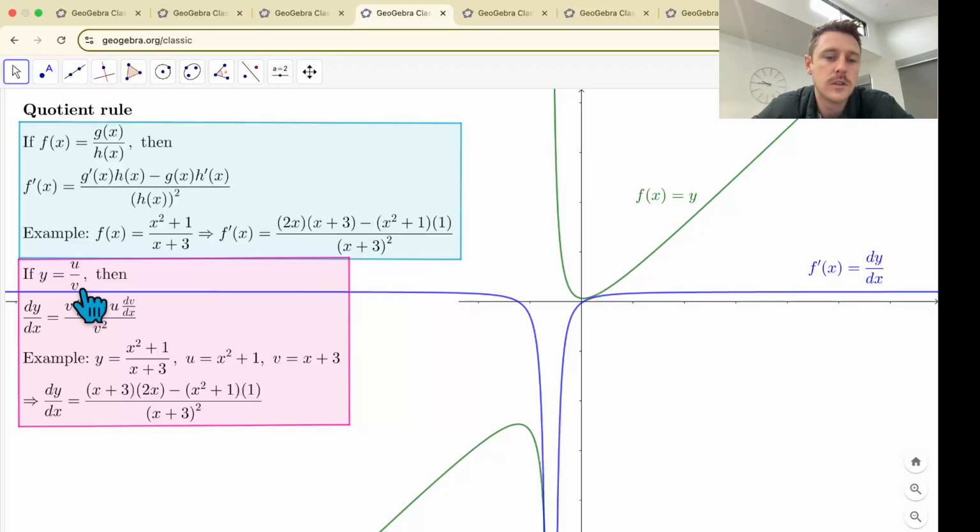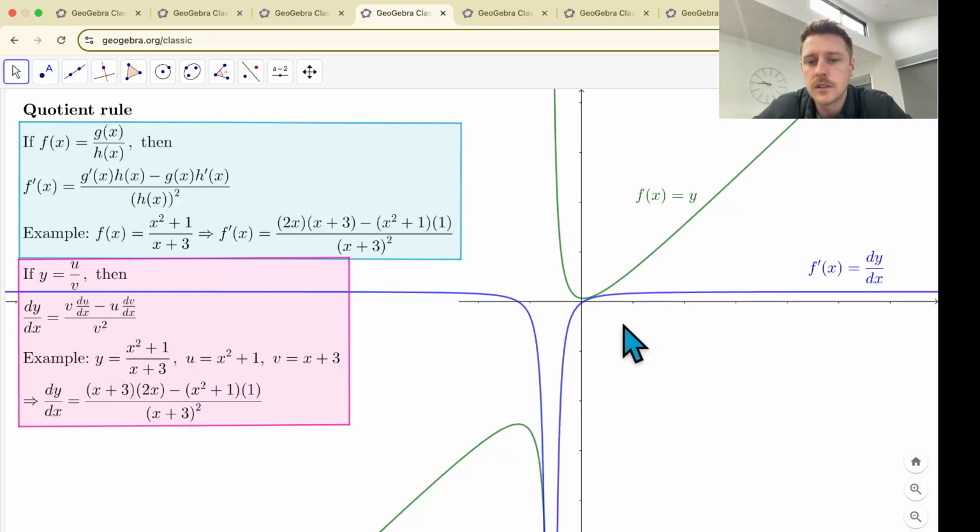Now, the quotient rule is a little bit more challenging in the sense that you have to get the order of things right. If you look at the product rule, it didn't matter which order you did things because you're adding and you're multiplying, and they're commutative, so it doesn't matter which order you multiply and add, but it does matter which order you subtract. So it needs to go v du dx minus u dv dx divided by v squared.